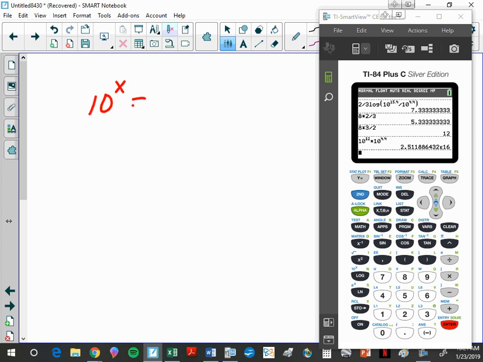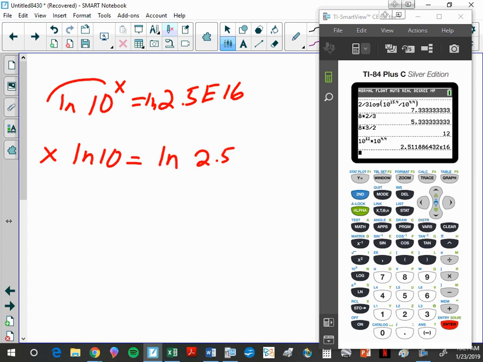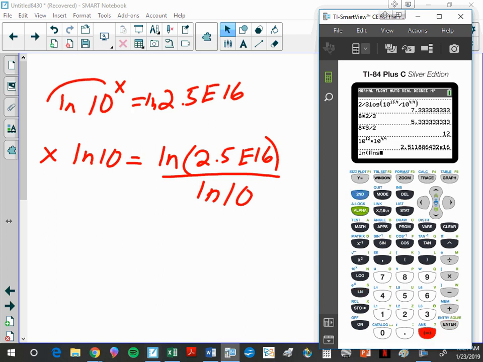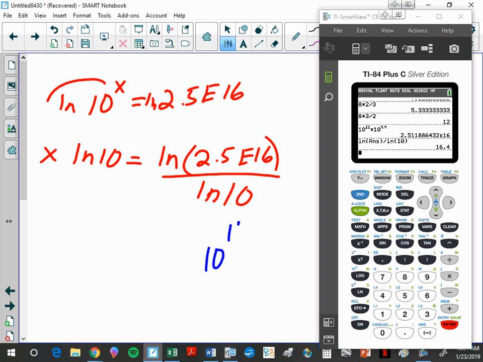So 10 to the x is equal to 2.5 e to the 16th. How do you solve that? ln both sides, drop the x. x ln of 10 is equal to ln of 2.5 e to the 16th, so x is the ln of the answer divided by the ln of 10, which gives me 16.4. So 10 to the 16.4.